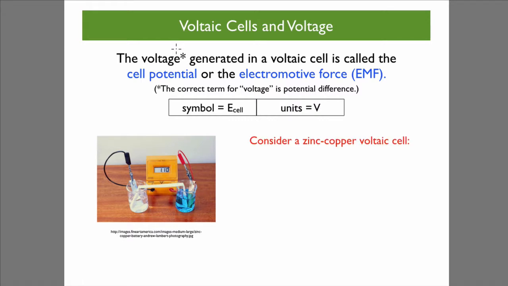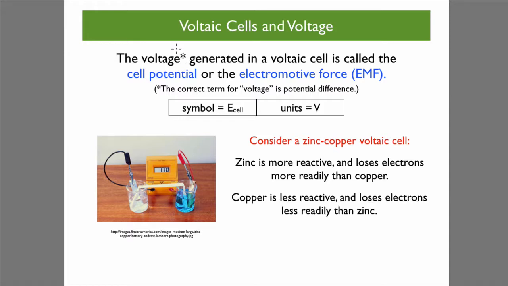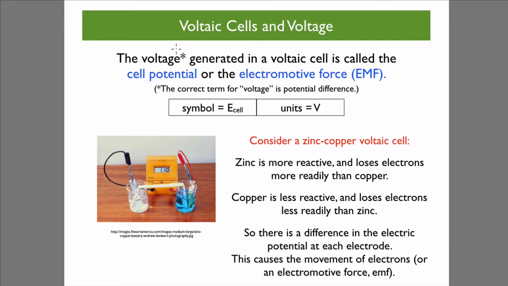Let's consider a zinc copper voltaic cell, and there's an image of it at the bottom left. The zinc is more reactive and loses electrons more readily than copper. Copper is less reactive and loses electrons less readily than zinc. So there is a difference in the electric potential at each electrode. This causes movement of electrons, or an electromotive force, EMF, which is in this case 1.1 volts.